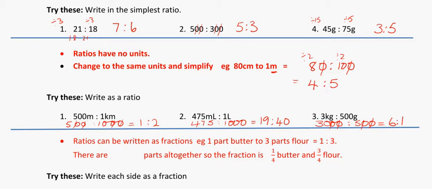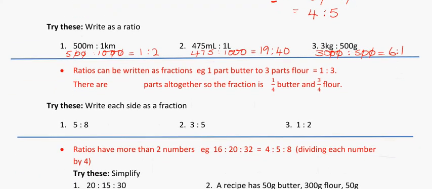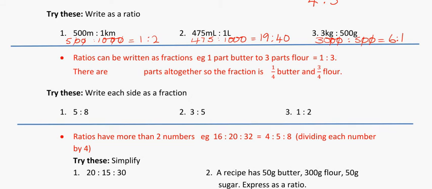Right, some more rules of ratios. Ratios can be written as fractions. So how do we do that? If we have 1 part butter to 3 parts flour, here's your ratio. Now if you want to write that as a fraction, you add the parts up all together. So there are 1 plus 3 parts, so there's 4 parts altogether. Add those two numbers together, and then use the first one as the numerator over the total parts altogether as the denominator. So we've got 1 over 4 and 3 over 4.